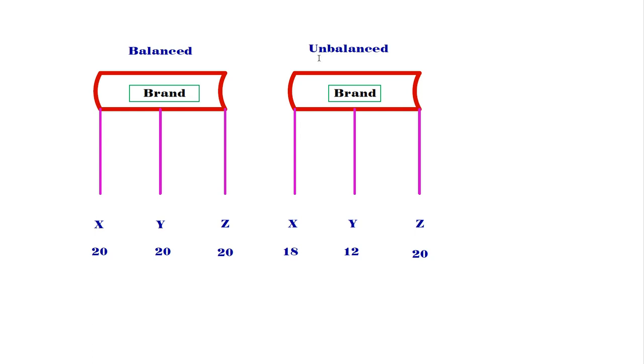And in an unbalanced design, different numbers of treatments are allotted. For example, X is the experimental unit, so in this group 18 treatments are allotted, here it is 12, and this is 20. So this is an unbalanced arrangement.